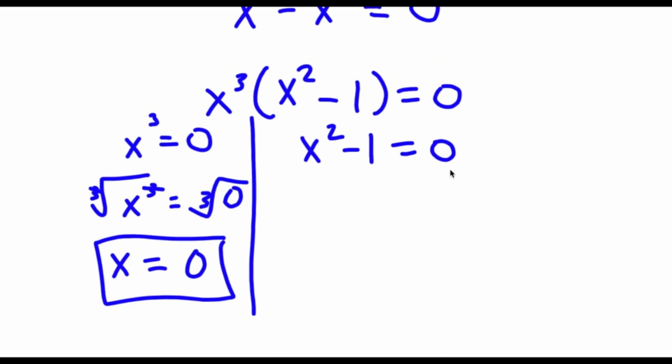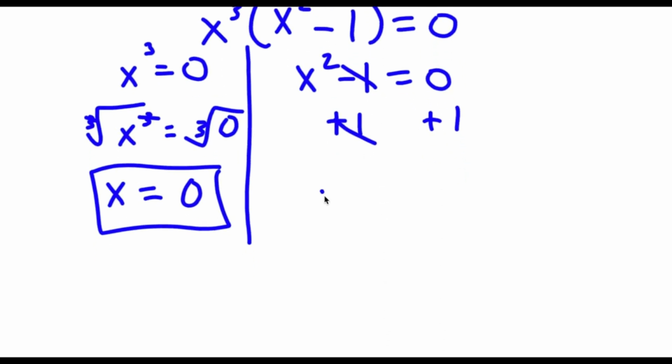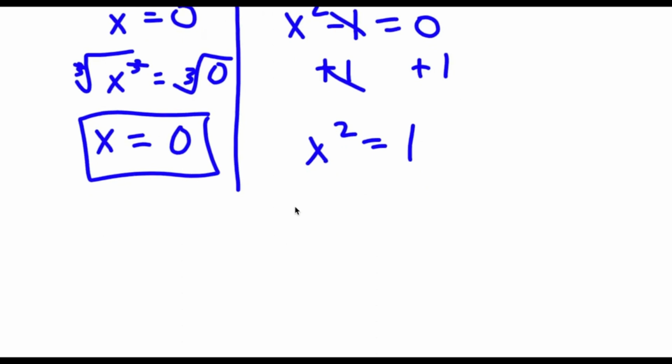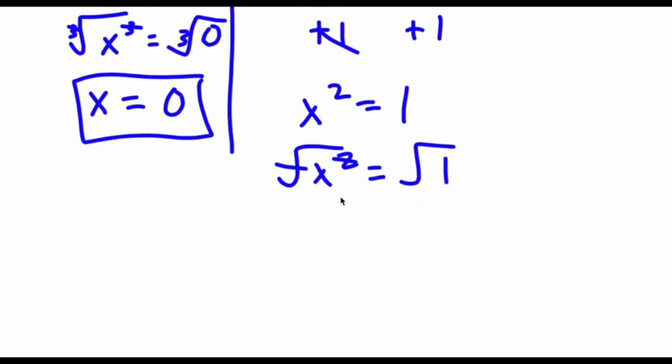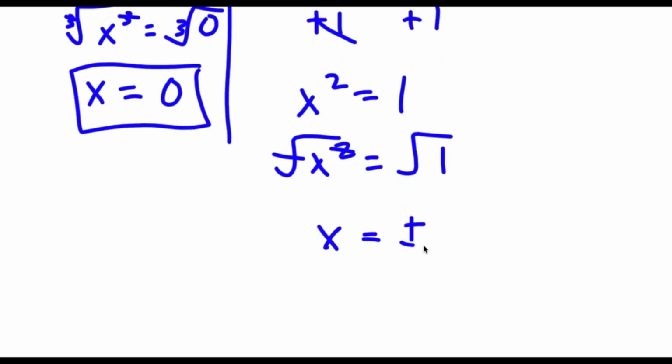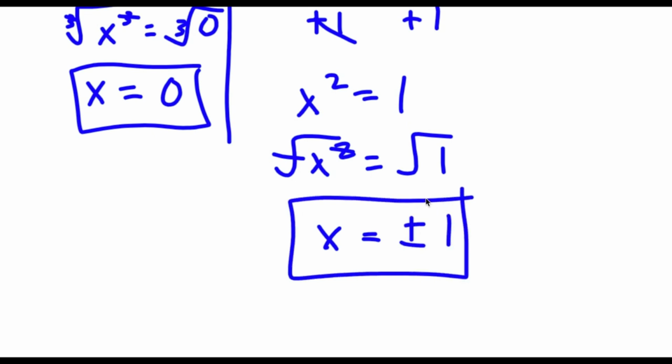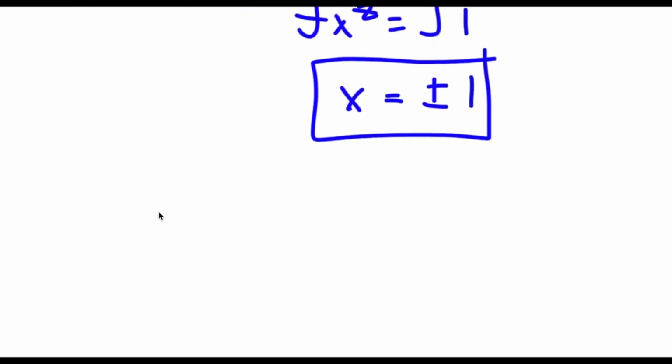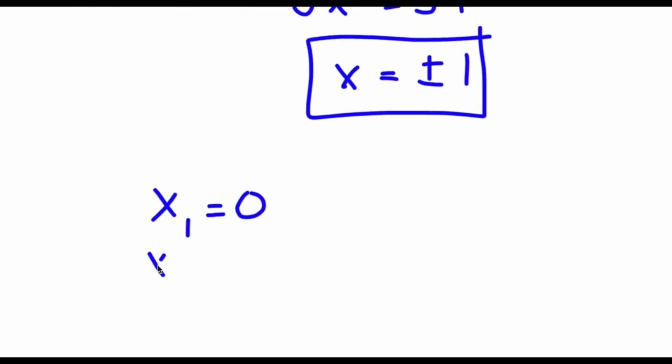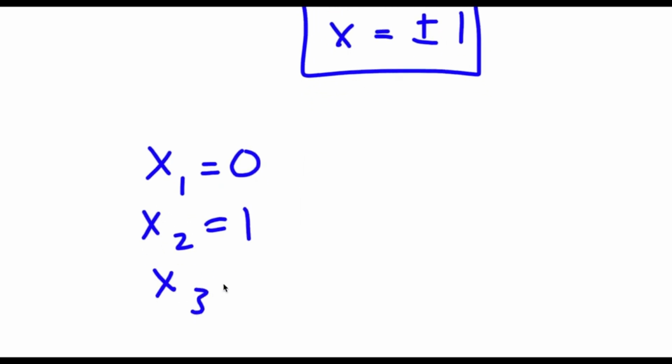Now I have x squared minus 1 equals 0. So now I'm going to add 1 on both sides. So now these two are going to cancel out, and I'll be left with x squared is equal to 1. Now, if I take the square root on both sides, these two cancel out, and I'm left with x is equal to positive or negative 1. So these are two more solutions to our problem. So now, our three solutions to this problem are 0, 1, and negative 1.